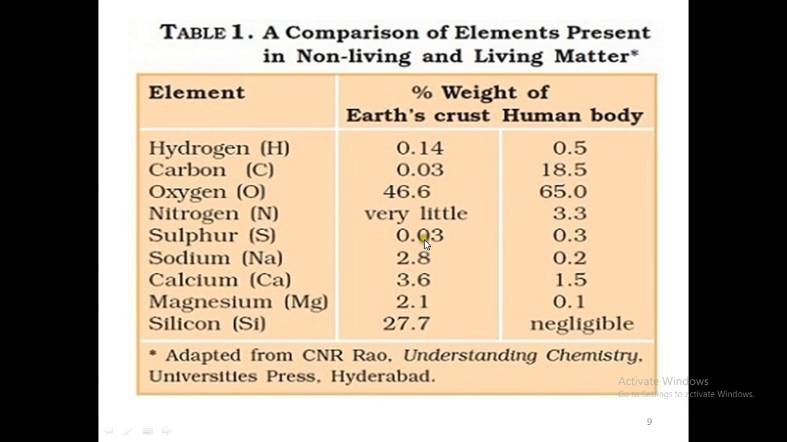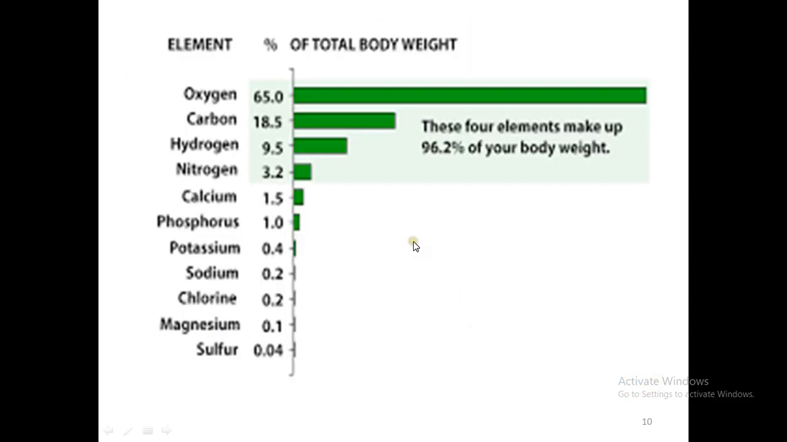When it comes to sodium, we find that there is much more sodium in the Earth's crust than in the human body. Calcium, of course, is also much more in the Earth's crust than it's found in the human body. Magnesium is more in the Earth's crust than in the human body. And silicon, which forms a lot of the Earth's crust, nearly 28%, is found in very negligible amounts in the human body.